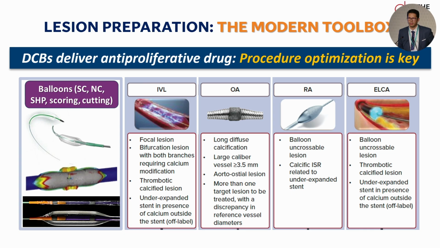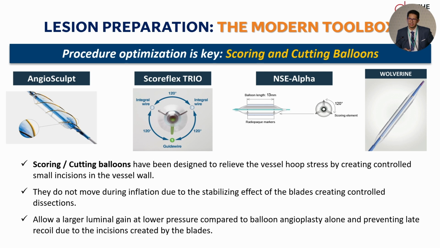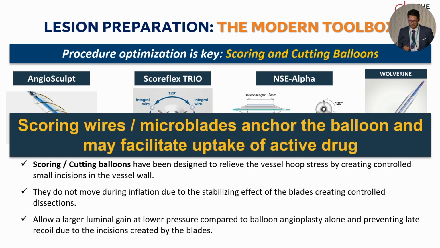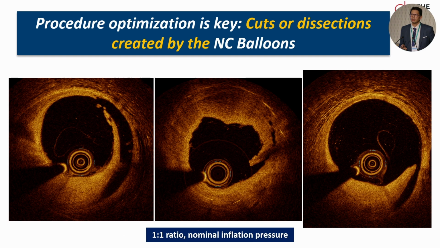You can use any of these tools. We are not going to discuss all of these. You already know them, from semi-compliant, non-compliant, scoring, super high pressure to cutting, IVL, rotational, and laser. Every single device has different characteristics, and every single device is useful in the cath lab. But I think one of the concepts that is really important is that potentially this scoring or cutting balloon could help us to transmit and facilitate the uptake of the active drug in the endothelium. So this is what we are getting with predilatation with the different devices that we are using.